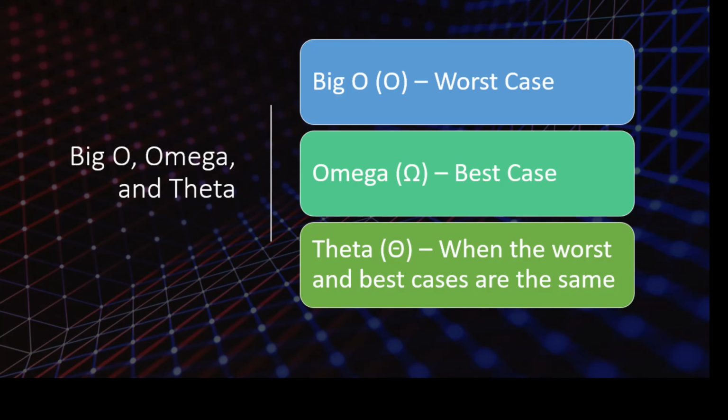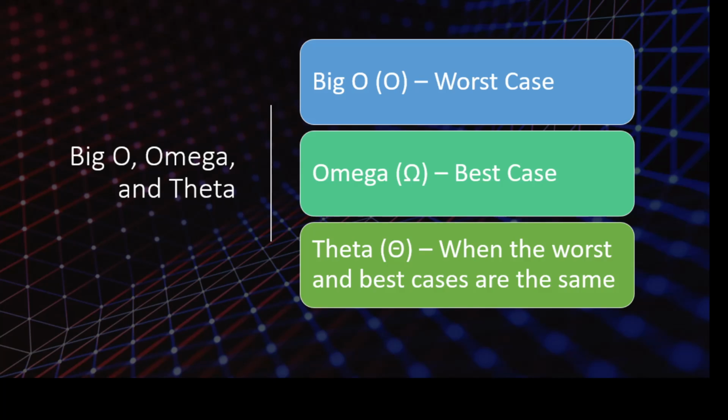The omega is the best case scenario, and the theta is when the worst case and the best case are the same. So if you see an algorithm that's theta n squared, it means it can never do better than n squared. Or if you see one that's theta n log n, its worst case and best case always look the same. There's no optimal case or suboptimal case inside of those.